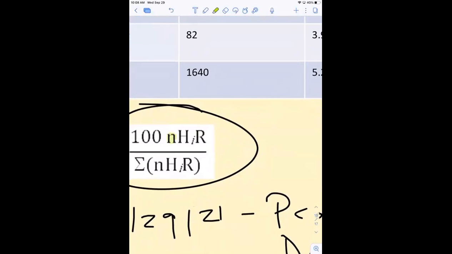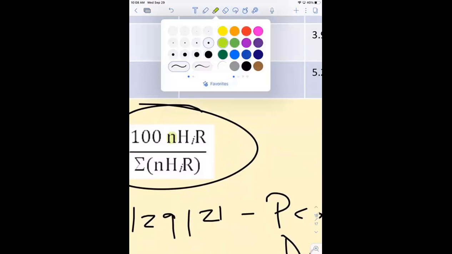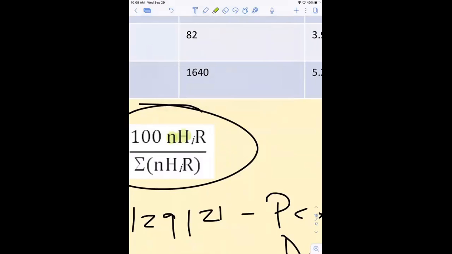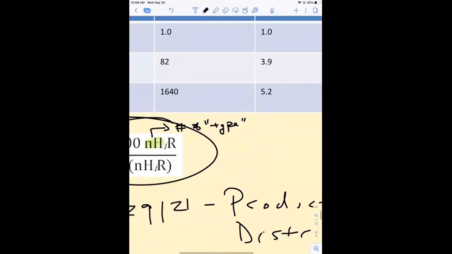So the N right here represents the number of the type of proton, so these two numbers kind of go together, right? Okay, so that'll be the number of the type of proton or hydrogen.